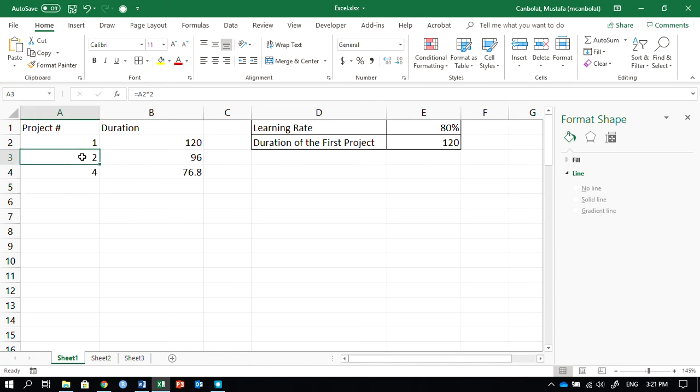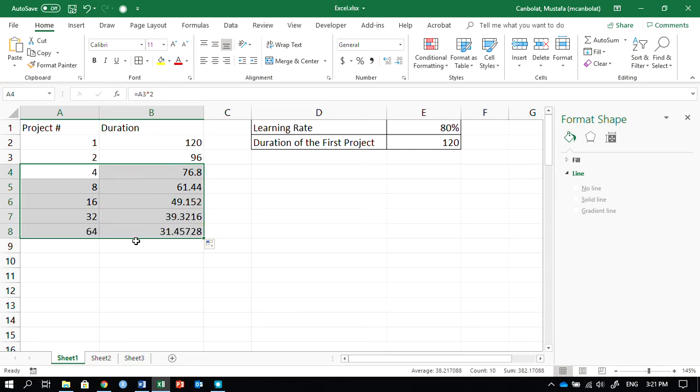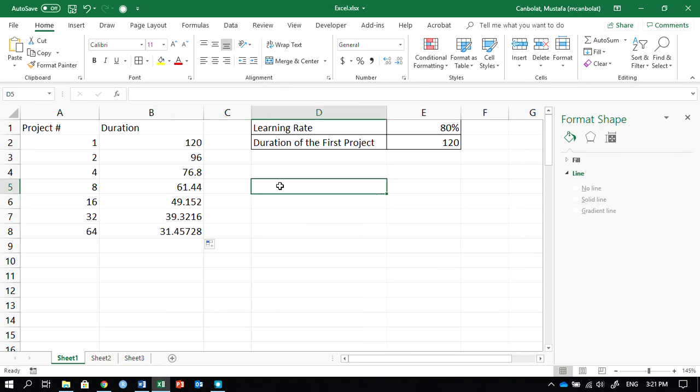So when you double the project number, the duration just decreases by a fixed rate, which is called the learning rate. If I just drag this down to a certain number, let's say up to 64, as you can see the duration goes down. But you also need to take into consideration that after a while this principle may not hold for large numbers, because theoretically this just goes down closer to 0, which is not the case most of the time.